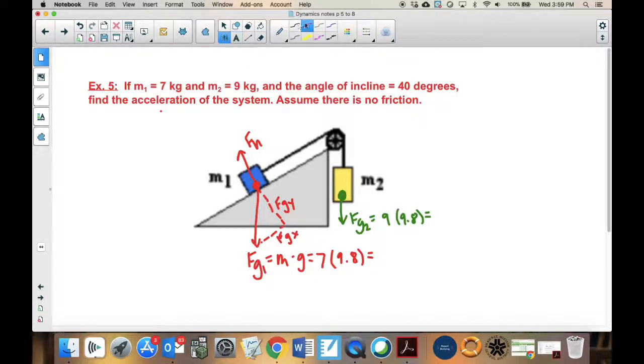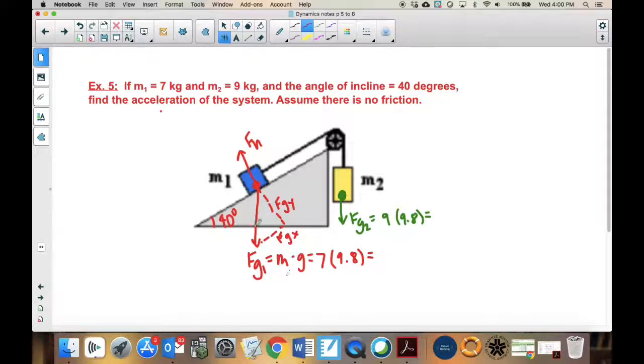So once we do this, we of course want to go through and make our free body diagram. I'm going to put our 40 degrees in here also. In our free body diagram, on M1, we have gravity acting downwards, of course. We have the normal force acting perpendicular to the ramp. And then our gravity, we're going to break up into the X component and the Y component.